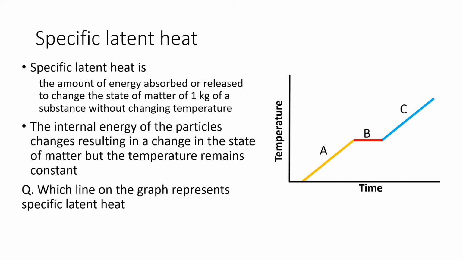So which line in the graph represents the specific latent heat? Well, we're looking for where there's no change in temperature, which means it is B. So on B, the line is constant, horizontal, temperature doesn't change. Therefore, at B, we have a change in the state of matter.